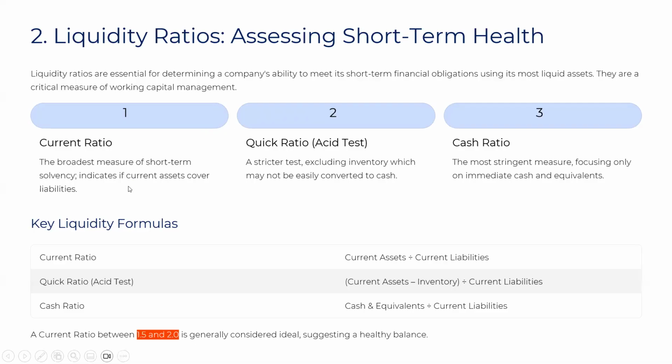Now, the current ratio is actually what we call the broadest measure of short-term solvency. It indicates if current assets cover all the current liabilities. So the formula for your current ratio is current assets divided by current liabilities. Now, your current ratio should be between 1.5 and 2.0.